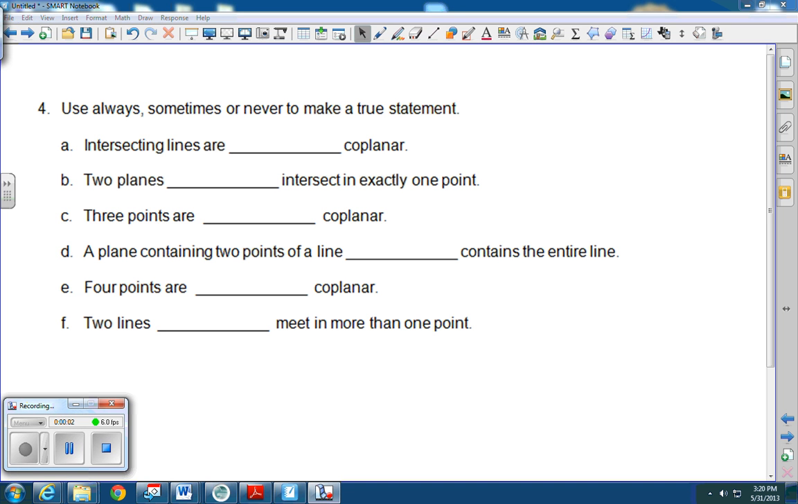These always, sometimes, never problems are sometimes very confusing. In some cases, you can draw a picture to help you, and in some cases, you have to just kind of use your vocabulary and what you've learned in class. Let's look at the first one.